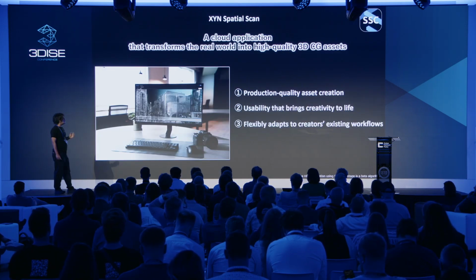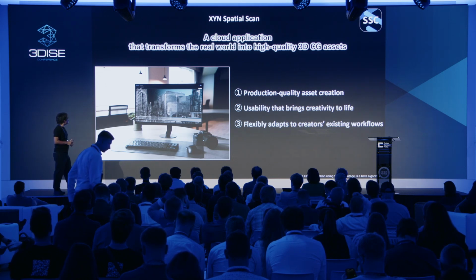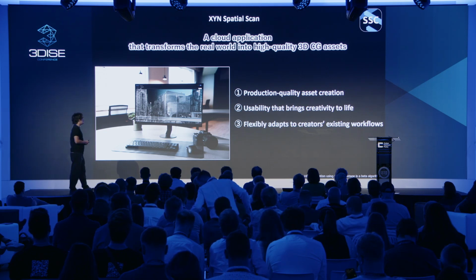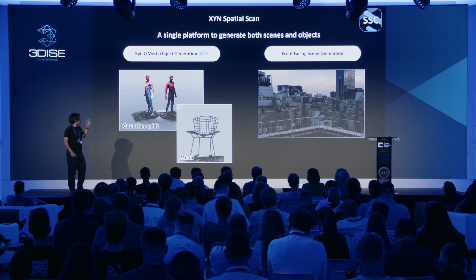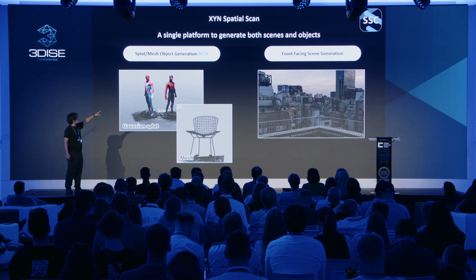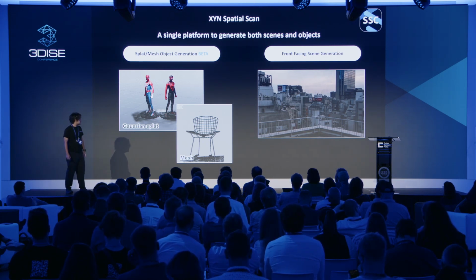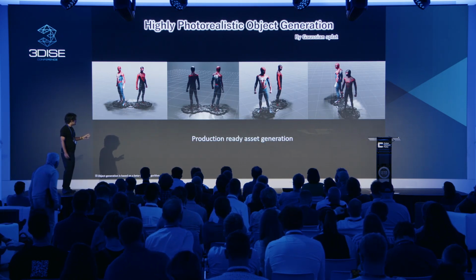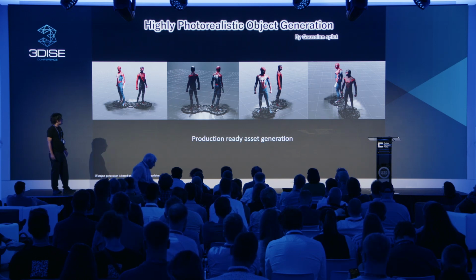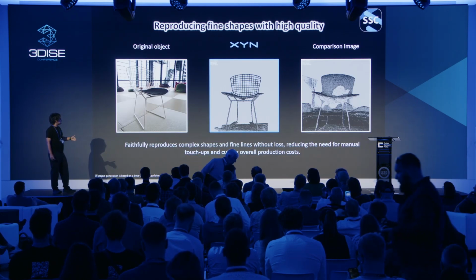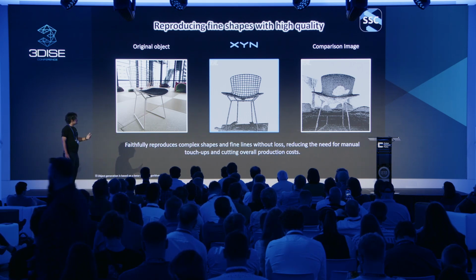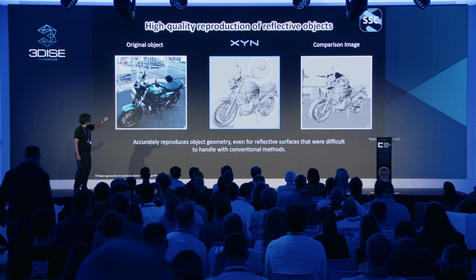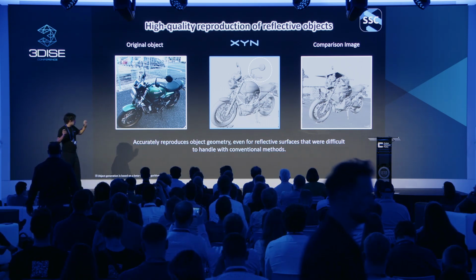And the Spatial Scan, this is where the magic happens. The cloud-based application transforms the real world into 3D CG. So for production quality asset creation, you can generate splats and mesh objects, and also front-facing scene generation. For this, let's take a look at an object scan. Of course, Spider-Man, from Sony. We generated these assets, and also the mesh as well. Our mesh is really good at reproducing these scenes and details, and even reflective surfaces or scene parts like this. Our mesh is totally clean, without any modification or cleanup work.